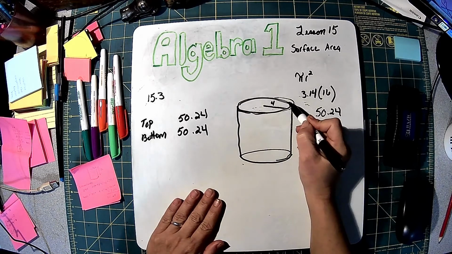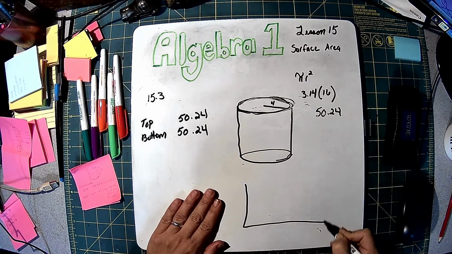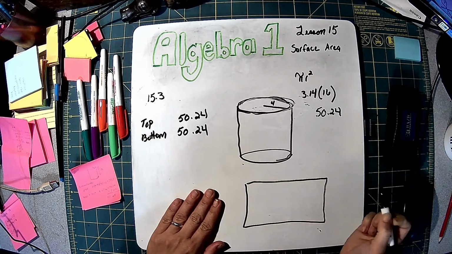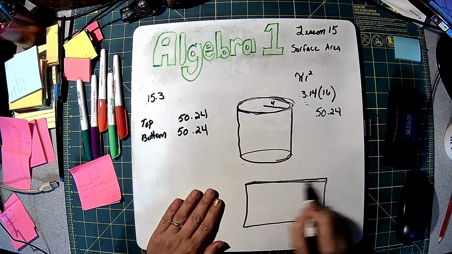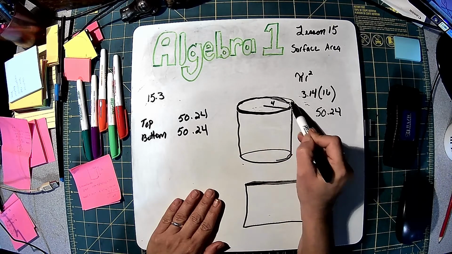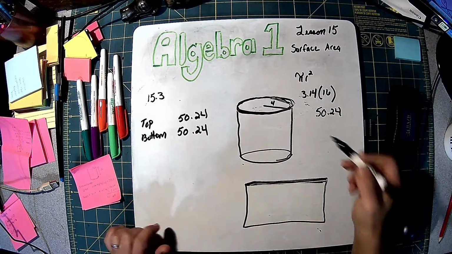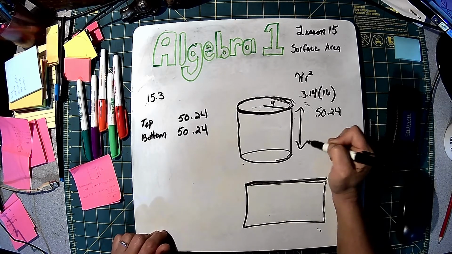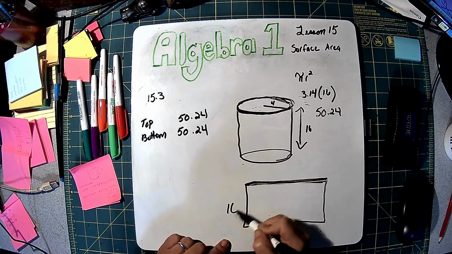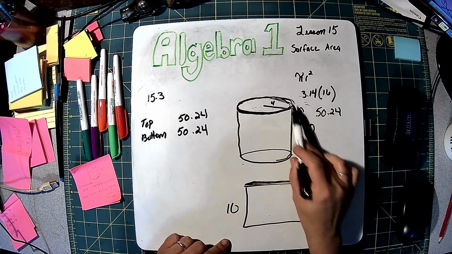Well, the rectangle would be the dimensions of it, like if we roll it out into a big rectangle like that. This top piece right here is going to be the same as all the way around this circle, so it's going to be the circumference of that circle. And this also told us that this was 10 high, so we know this part's 10. Now we have to figure out what this is, and that's going to be the circumference of this circle.